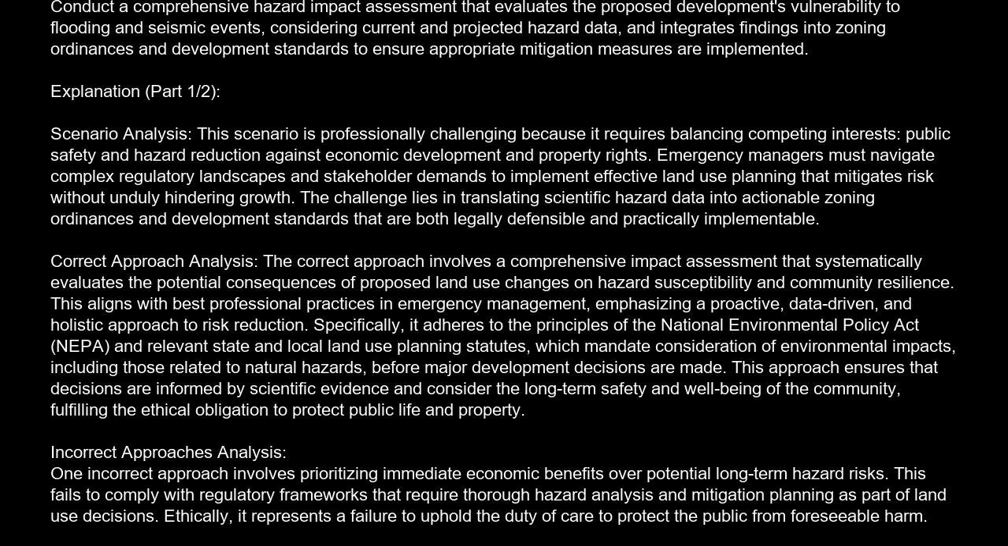Incorrect approaches analysis. One incorrect approach involves prioritizing immediate economic benefits over potential long-term hazard risks. This fails to comply with regulatory frameworks that require thorough hazard analysis and mitigation planning as part of land use decisions. Ethically, it represents a failure to uphold the duty of care to protect the public from foreseeable harm.